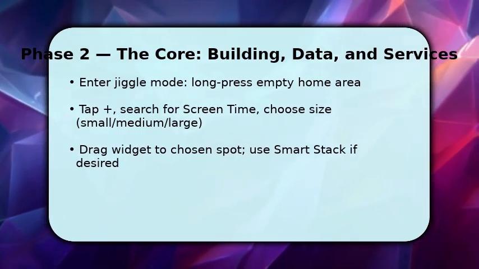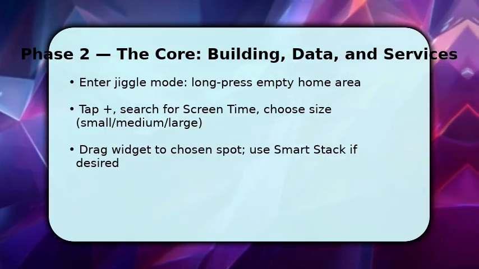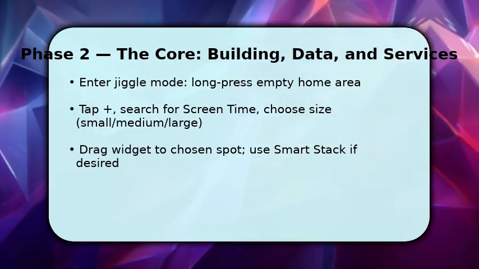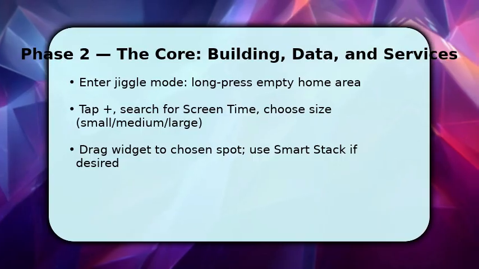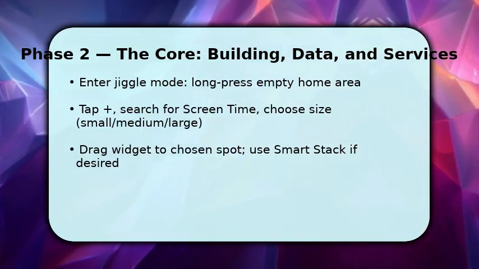Long press an empty area to enter jiggle mode, then tap the plus icon to open widgets. Search for screen time and preview sizes. Small shows a quick summary, medium shows more categories, large shows detailed graphs. Choose based on how much info you need.